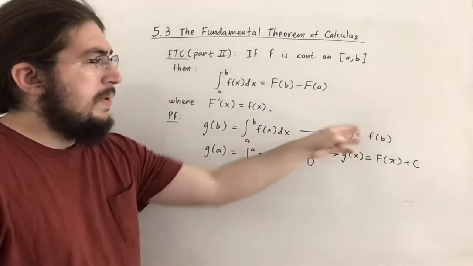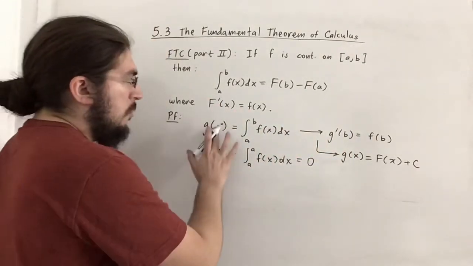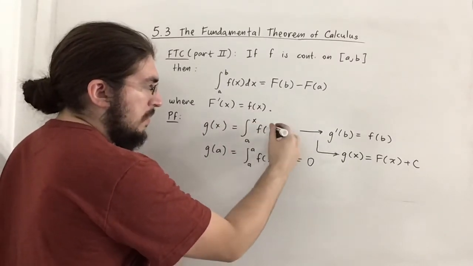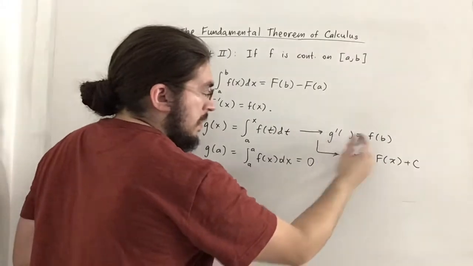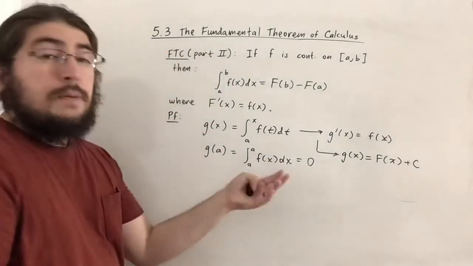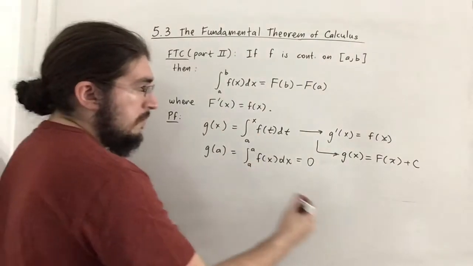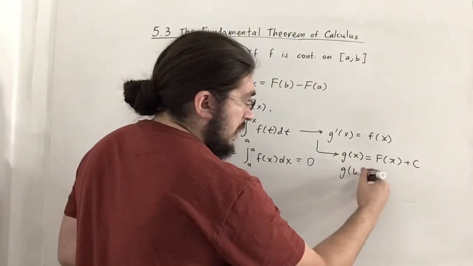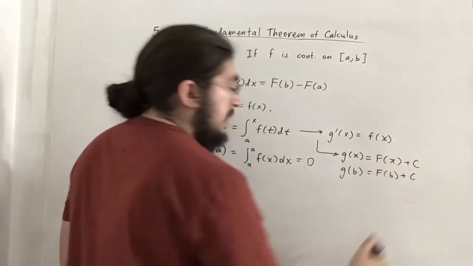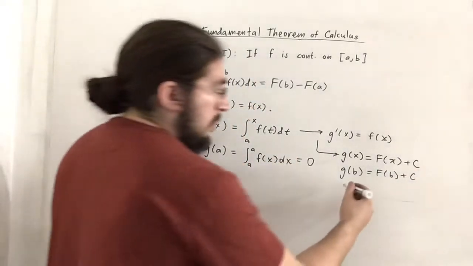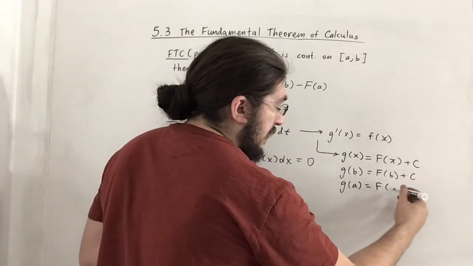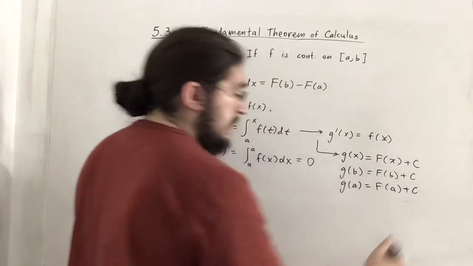And here b is kind of arbitrary. In fact, if I wrote this as being x, then this would have to be some other variable t. Then this statement makes a whole lot more sense. But now in particular, when x is equal to b, we have that g of b is equal to capital F of b plus c. Similarly, if we plug in a, we'll also get that lowercase g of a is equal to capital F of a plus some constant c.